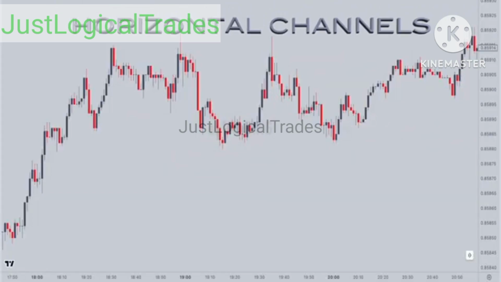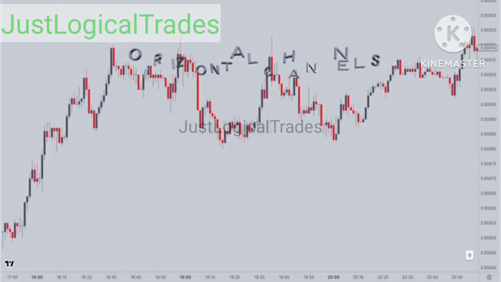Let's start with the horizontal channel. How to draw a horizontal channel? Drawing a horizontal channel is very easy. All channels consist of at least 4 contact points because we need at least 2 lows to connect to each other and 2 highs to connect to each other.